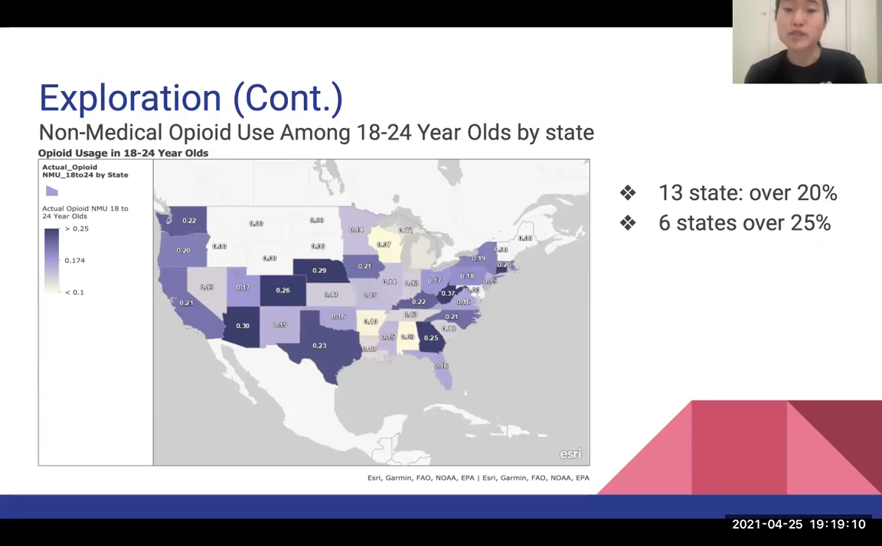to 24 who have used opioids non-medically. Darker colors represent a higher percentage of respondents using opioids non-medically, and gray represents a state with no data or fewer than 10 respondents. It's interesting to note that 13 states have a percentage above 20%, with 6 states having a percentage above 25%. This shows that the opioid problem in our country amongst young people does differ by state, and our variable for marijuana legality, which differs by state, tries to control for this.